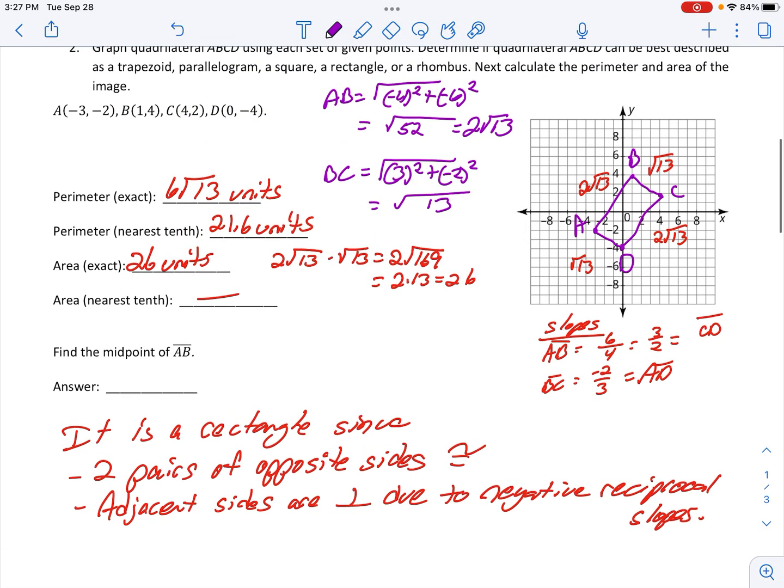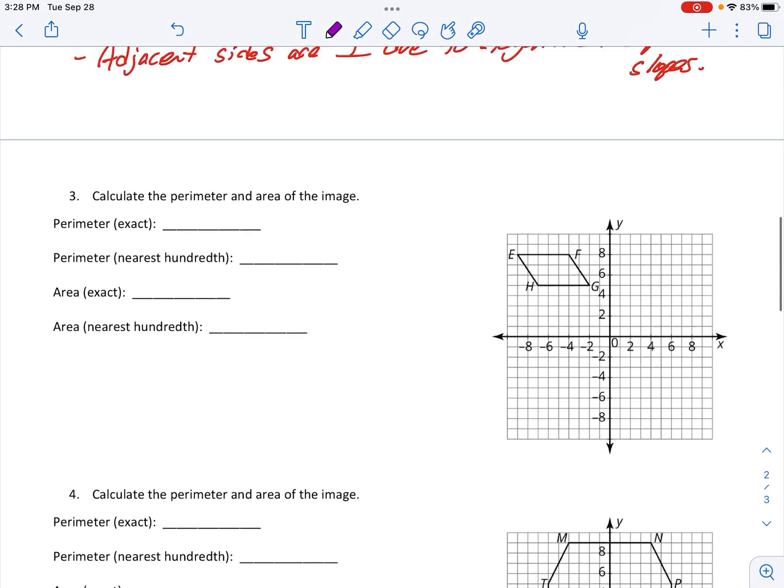Okay, keep practicing, then finding that midpoint of, in this case, AB. Add up the x's, divide by 2, add up the y's, divide by 2. So for AB, negative 3 plus 1 is going to give me negative 2, and negative 2 divided by 2 is negative 1. For the y's, negative 2 plus 4 divided by 2. 2 divided by 2 is 1. And the midpoint of AB then is at negative 1, 1. If I kind of glanced at that, yes, that would make sense, okay? All right, we'll pause.